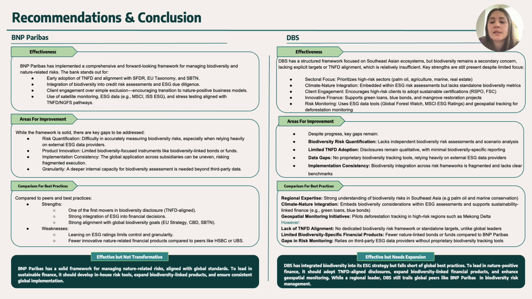In contrast, DBS focuses on Southeast Asia's ecosystems and shows strong regional expertise and innovative finance tools. Yet, it lacks TNFD alignment and biodiversity-specific metrics, and relies heavily on third-party data without proprietary tracking tools. Overall, BNP is effective but not yet transformative. It needs to develop in-house tools and innovate further.